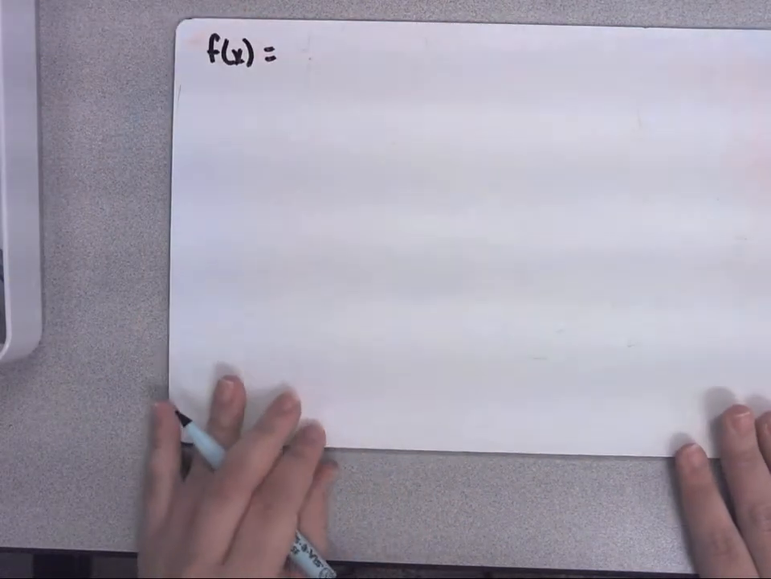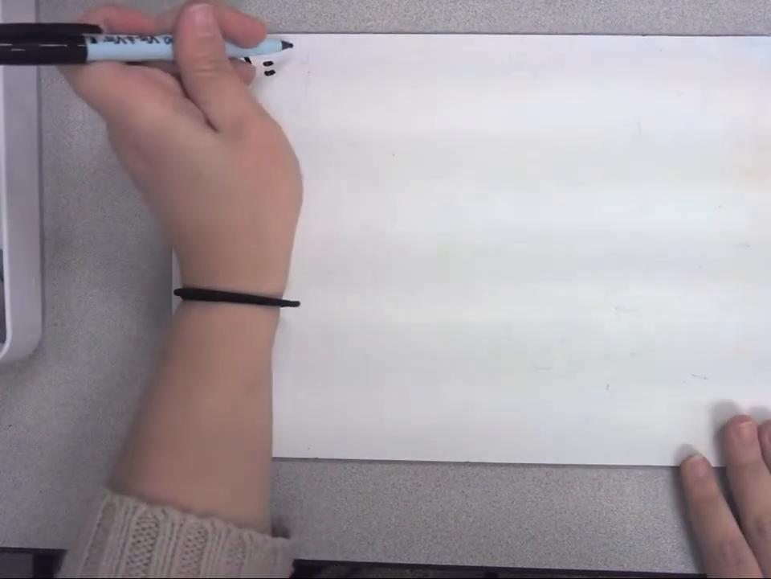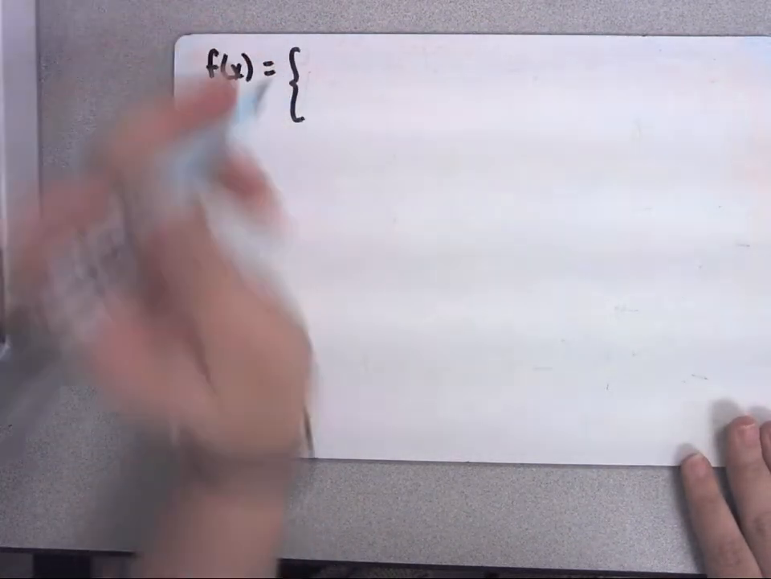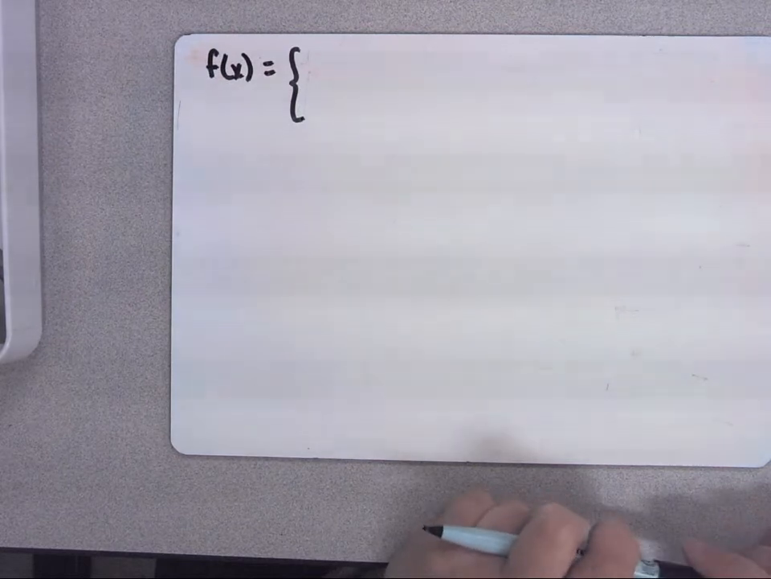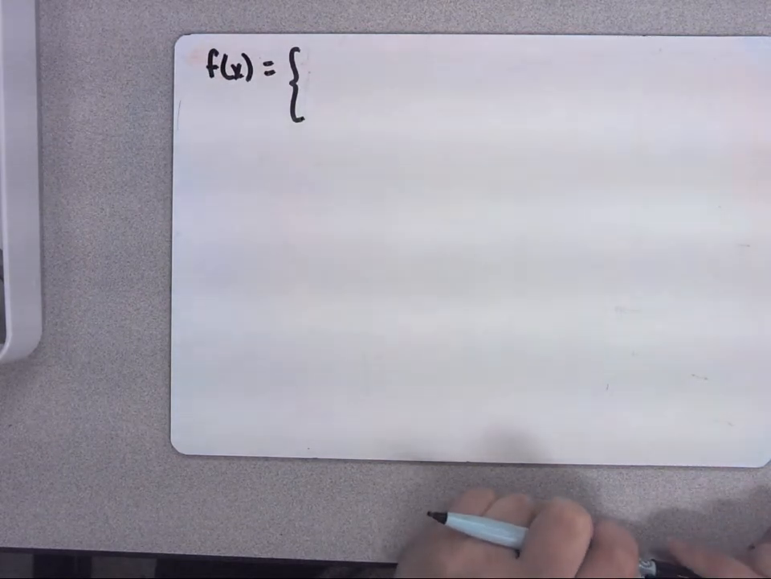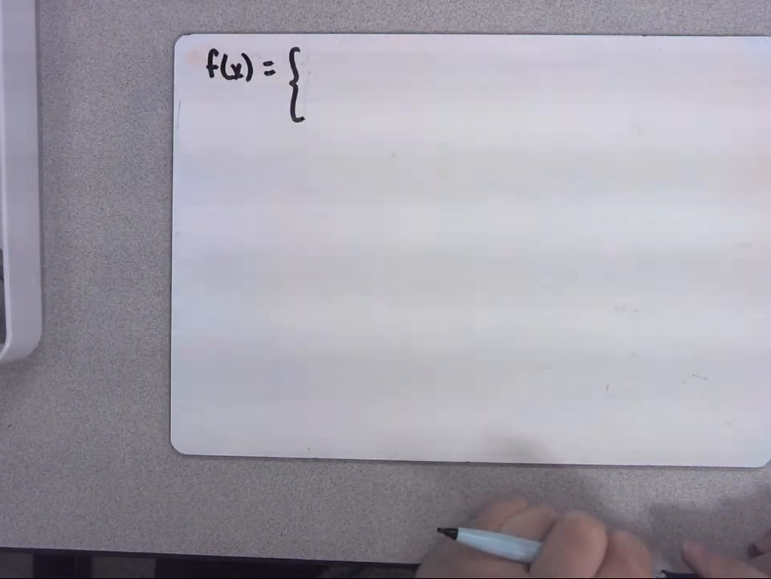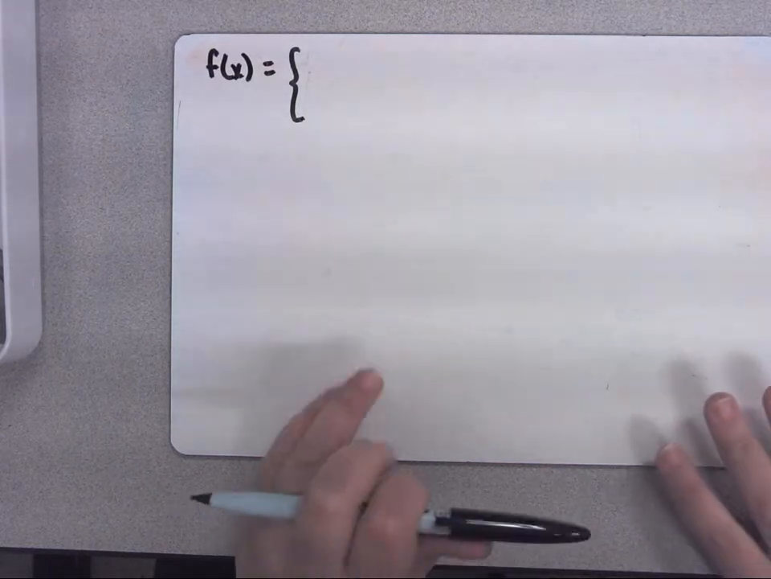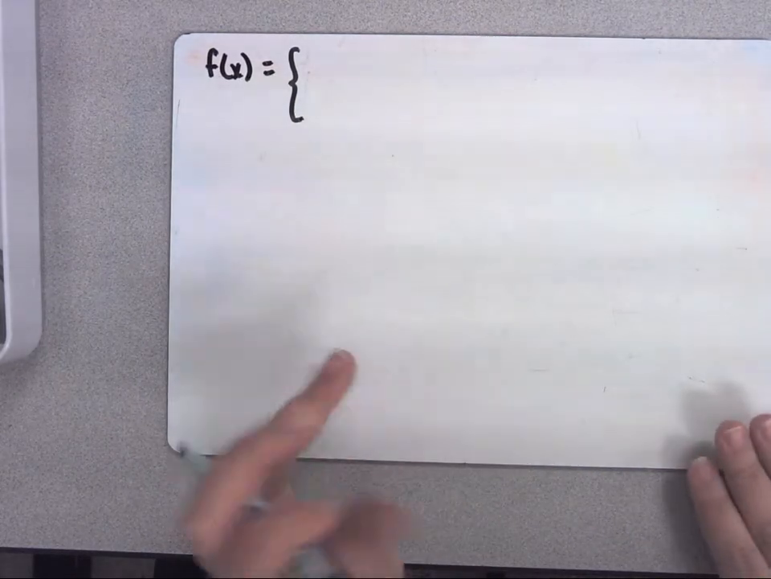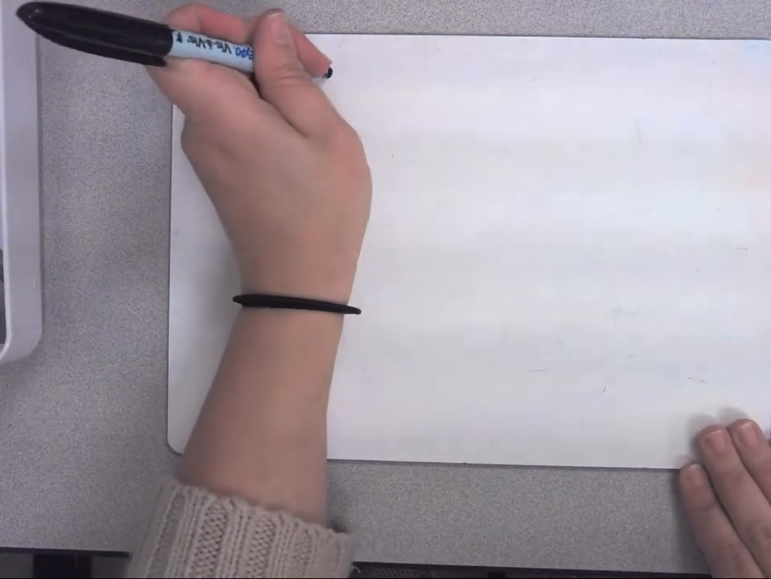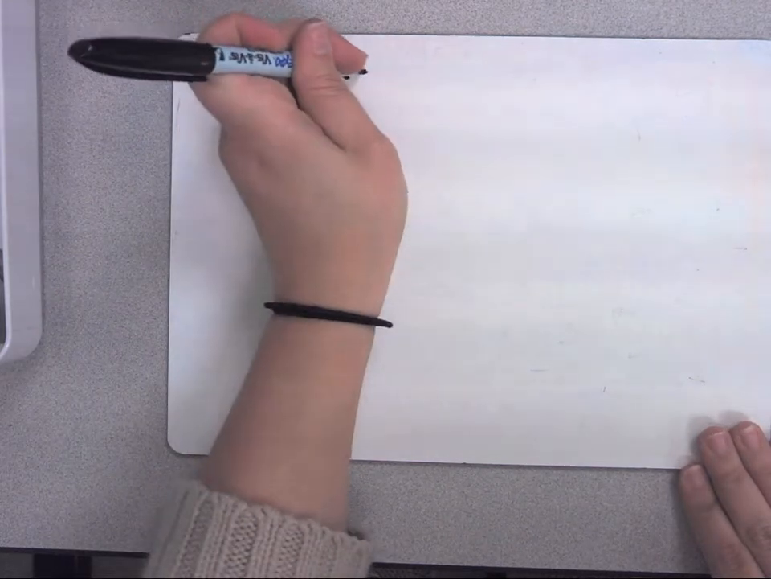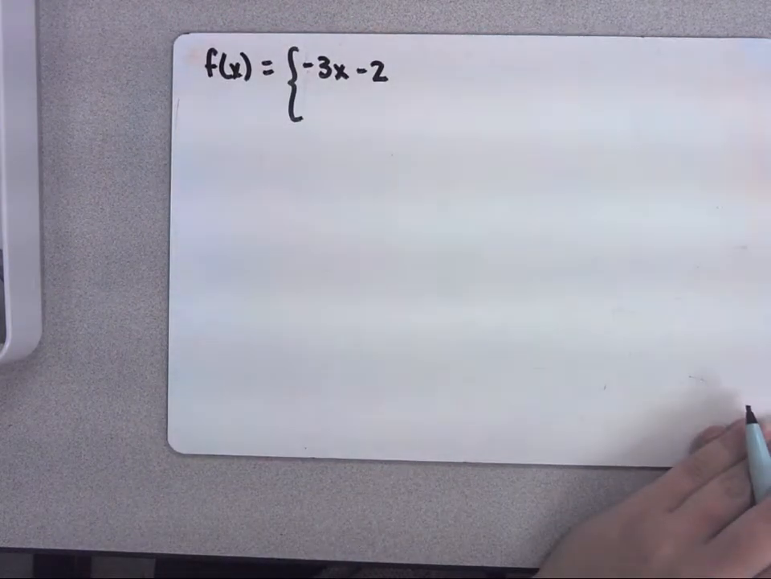F of x equals, always put a bracket big enough for 2 lines. Just one bracket vertically for 2 lines. Then we're going to write 2 expressions on it. Today, I'm feeling -3x minus 2. That's my first expression.